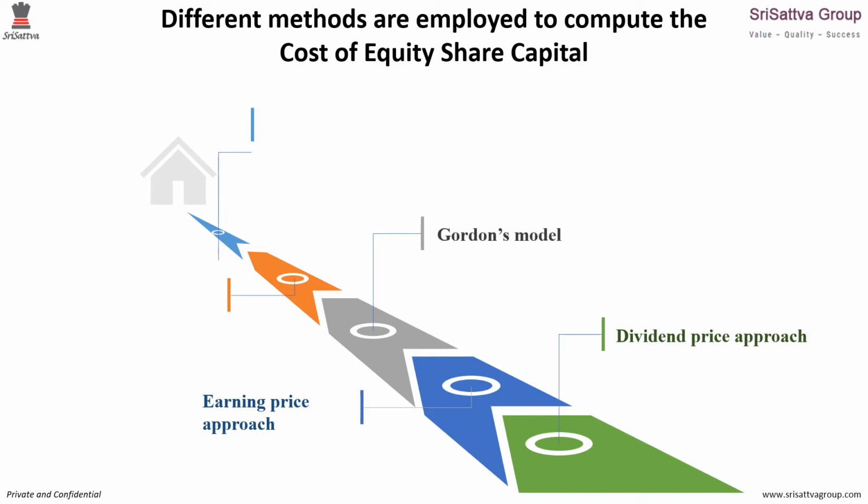If dividend and earning are expected to grow at a constant rate, then the growth approach, which is also named as Gordon's model, should be used. If it is difficult to forecast the future, then the realized yield approach should be used, which looks into the past. The capital asset pricing model calculates cost of equity based on risk.